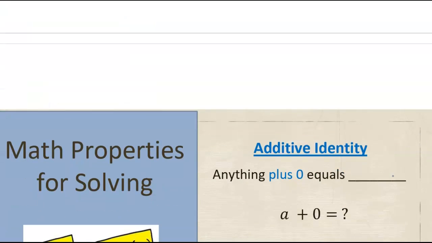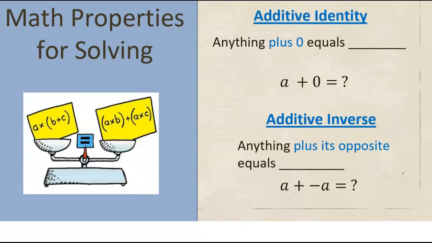Now we have things called identities and inverses. Let's think about what the word identity means. You have an identity as a person. All people have an identity. What does identity mean to you? Is it maybe your physical characteristics? It could be your mental characteristics. It could be your personality. All of those things identify us as individuals.